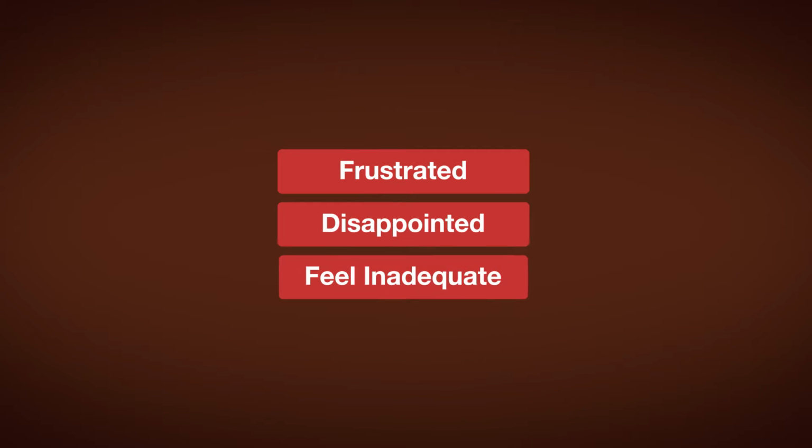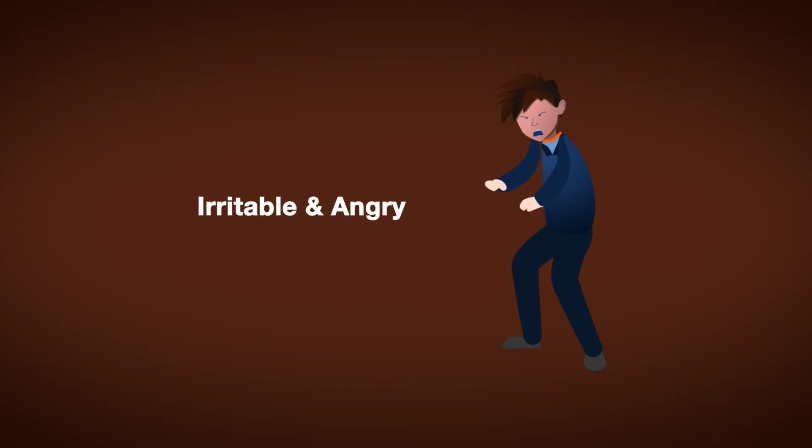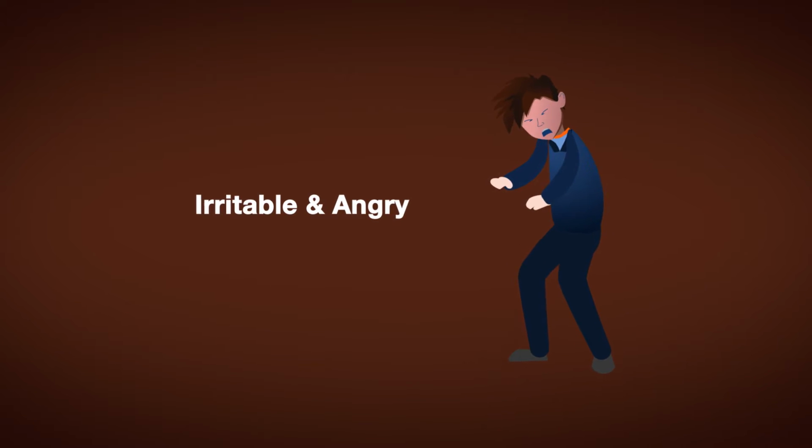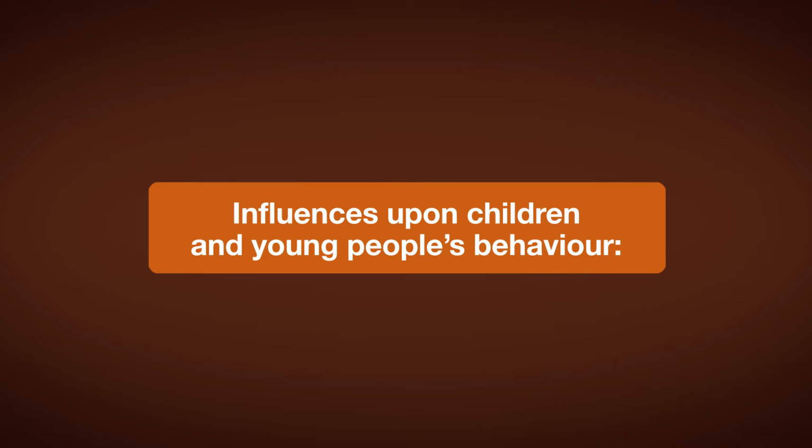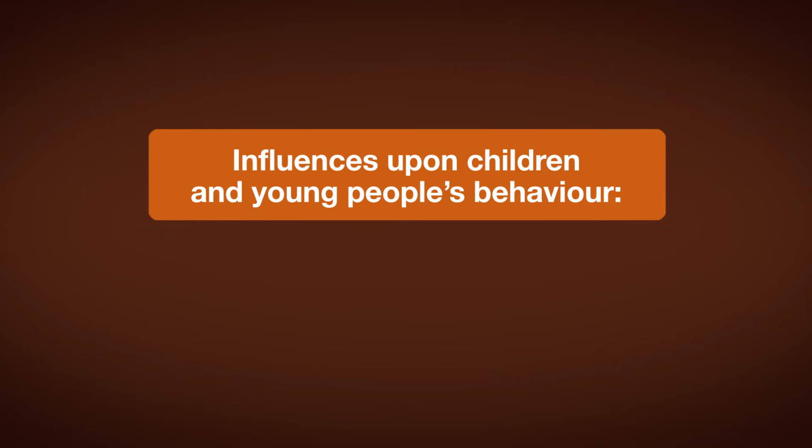Anger is a normal emotion and feeling we experience when things do not go to plan. Often, when we are frustrated, disappointed, and feel inadequate, we can become irritable and angry. We often want to resist anger and want others to cease being angry and upset, and this can cause greater distress for the individual. So to begin, what are some of the influences upon children and young people's behaviour?